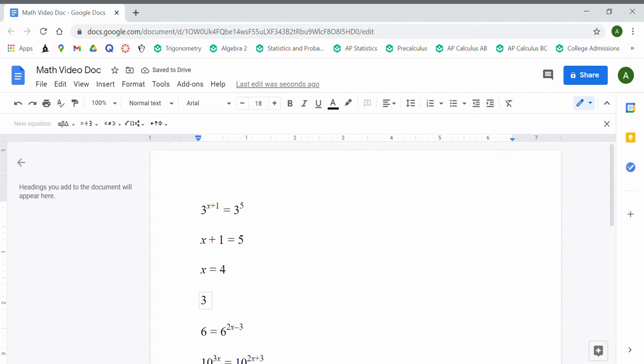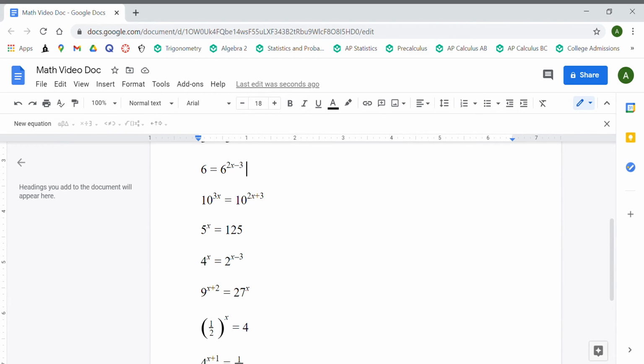So we substitute 4 for x, and then we get 3 to the power of 5. Our answer should be 3 to the power of 5 equals 3 to the power of 5. I'm not going to evaluate the exponents, but you can already tell that these are going to be equal. Therefore, the solution checks. And that's why this method works here. Now, why don't you try this one?